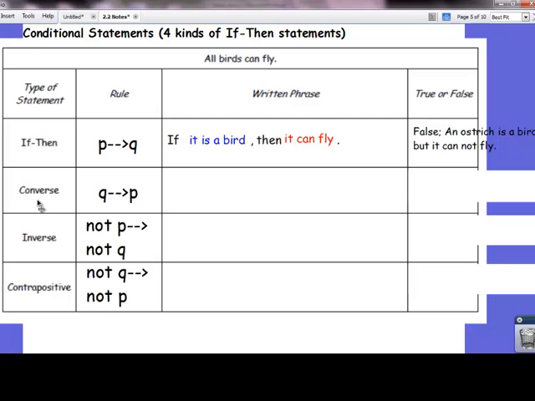The next type of if-then statement is called the converse. The converse basically takes this if-then and flips it around.